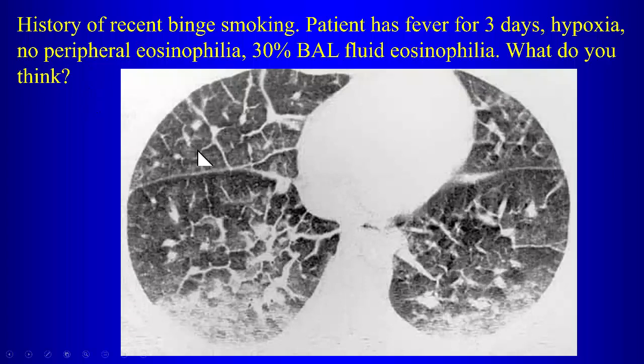It looks like pulmonary edema. Yeah, it looks like pulmonary edema. You have interlobular septal thickening, you have ground glass consolidations. It really looks like pulmonary edema. So which of the eosinophilic pneumonias gives you a picture that looks like pulmonary edema? What is that called?